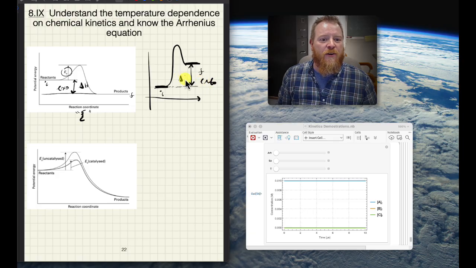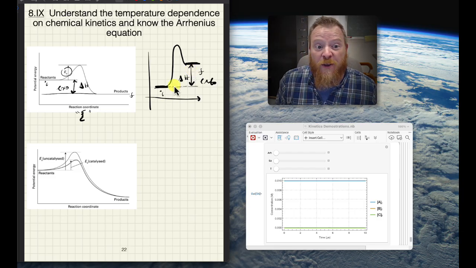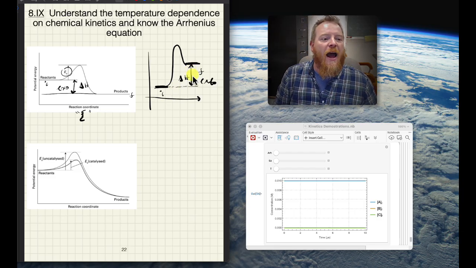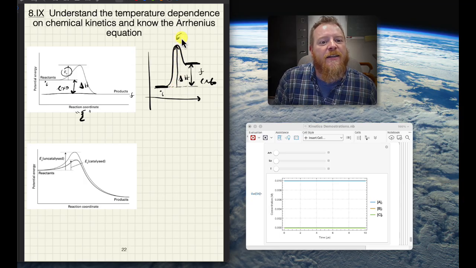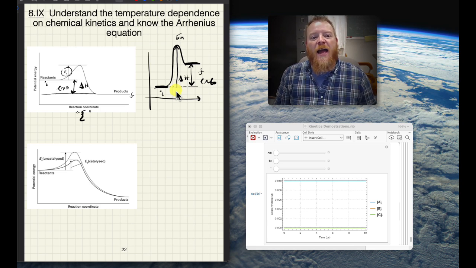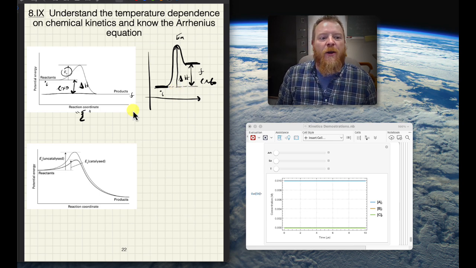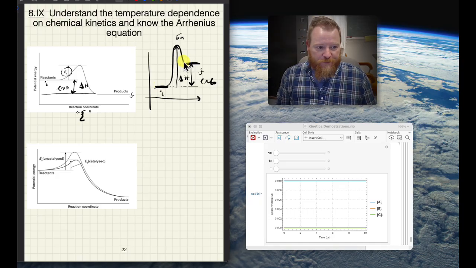So that would be endothermic, because now the potential energy of the final state is greater than that of the initial state. But now you can see our activation energy is quite large in this case. And it doesn't necessarily mean that all exothermic reactions have small activation energies, right? We just have to consider that we've got to get over that barrier.